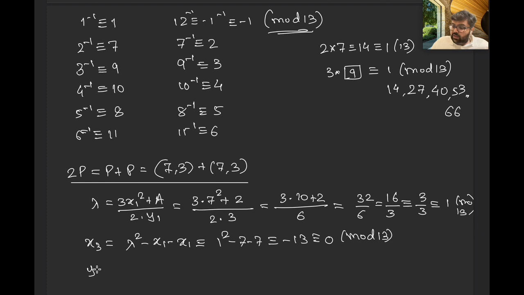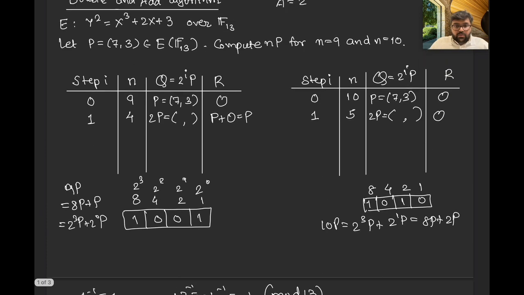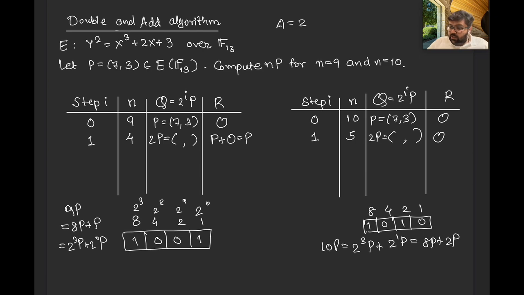Okay, and y3 is lambda times (x1 minus x3) minus y1. So this is 1 times x1, that is 7 minus x3, 0, minus y1. So x1 is 7, lambda is 1. So 7 minus 3, 4. Okay, so our point is 0 comma 4. So this is 2P, which is 0 comma 4. It will be helpful here also, 0 comma 4.